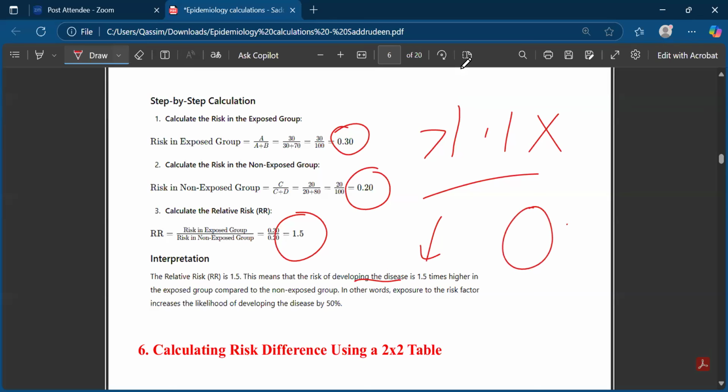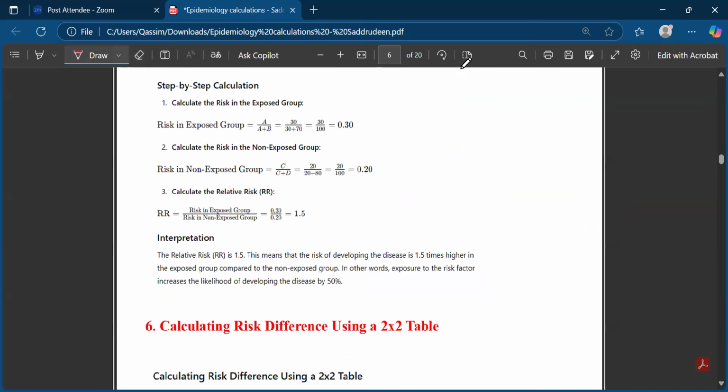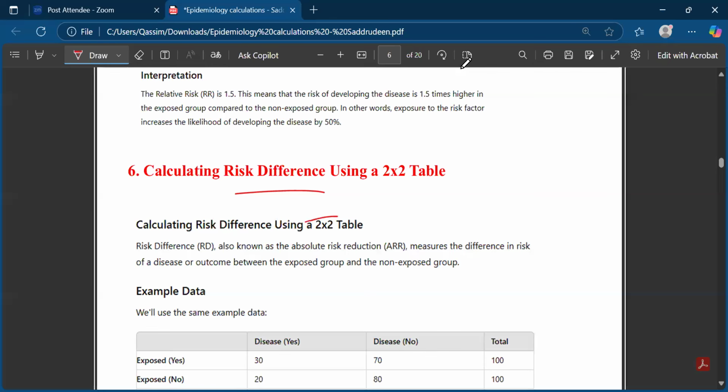But then if you get 0.8, the risk in the exposed over the risk in the unexposed, less than 1, it means that exposure is protective against the disease. If you're exposed to that thing, then you're protected against the disease. For example, in rectal cancer, I'm not saying you guys smoke, but it has been proven that people who smoke have a lower incidence of getting rectal or colorectal cancer, okay? Especially rectal cancer. So if you calculate the relative risk, you'll get less than 1. We're going to see it. And if you're told to now calculate the risk difference, the risk difference is also known as the absolute risk.